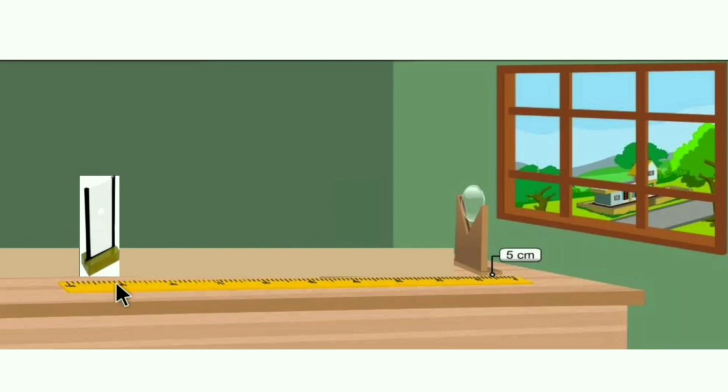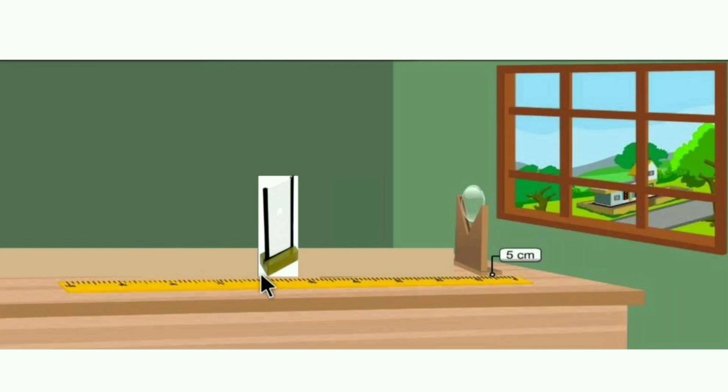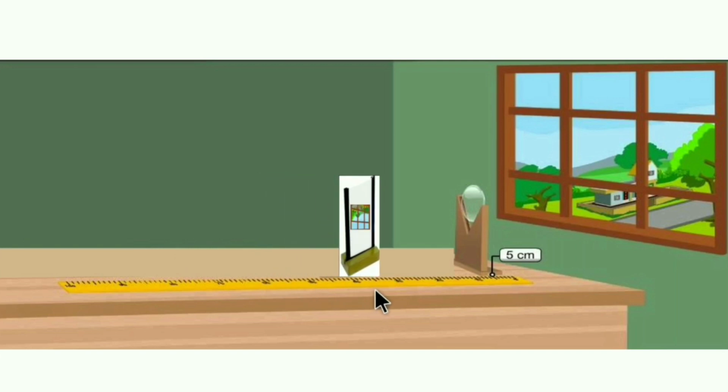So now, try to pull this slowly, and where we can get the clear image, there we have to stop. So here we got the inverted image of this window. Now measure the distance from this lens to the screen, and this distance is the focal length of this convex lens.